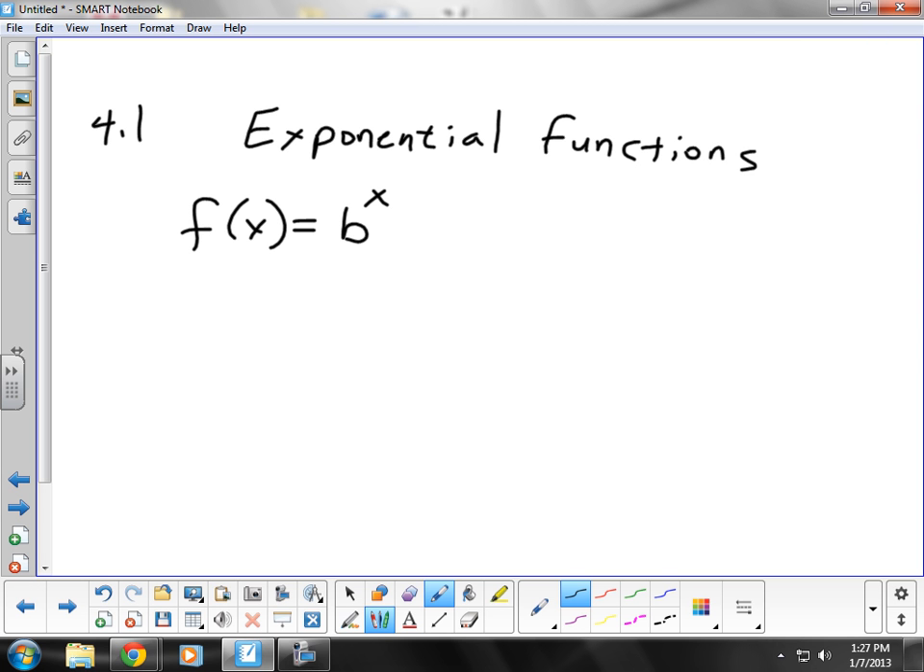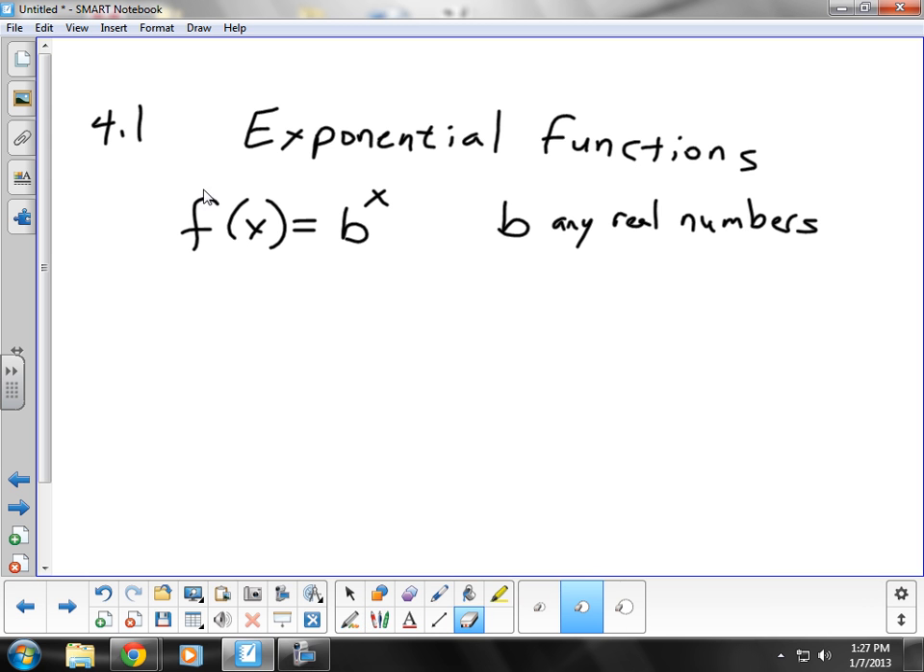Again, what I want to point out to you is that it's an exponential function because there's a variable. B is just any real number. So b is going to be a number, so it's going to be something like 2 to the x or 1/2 to the x or whatever. It is on page 422.